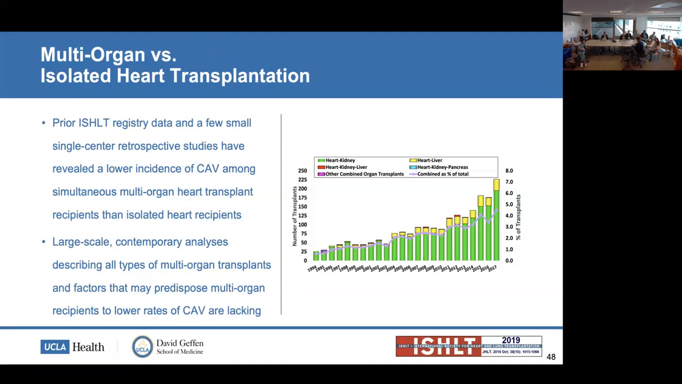Next, our group tackled multi-organ versus isolated heart transplantation. We know from prior ISHLT registry data and a few small single-center retrospective studies that there's a lower incidence of CAV in simultaneous multi-organ heart transplant recipients than isolated heart transplant recipients. And we know that large-scale contemporary analyses describing all of these types of multi-organ transplants, and the factors that may predispose multi-organ recipients to lower rates of CAV, are lacking. You can see here in the ISHLT registry data how multi-organ transplant is significantly rising, mainly heart-kidney transplant.